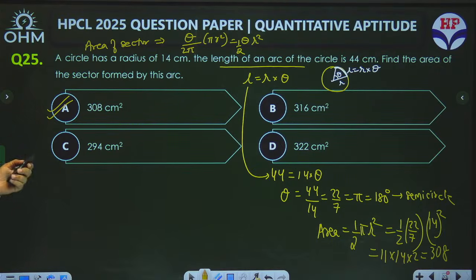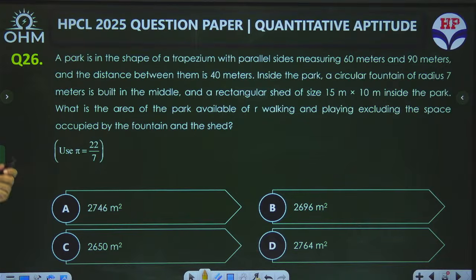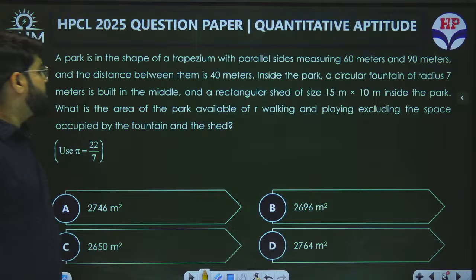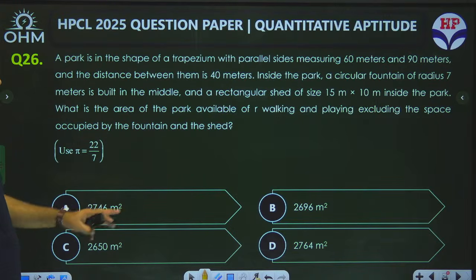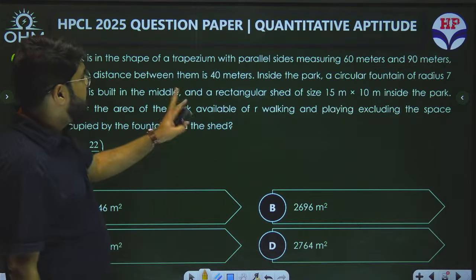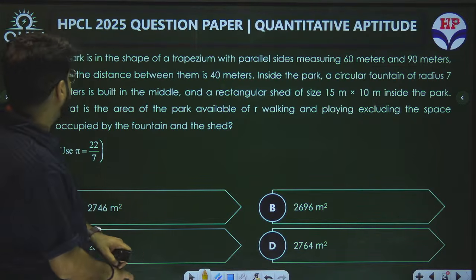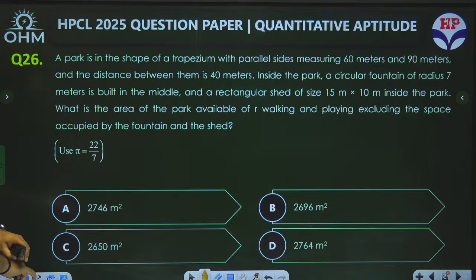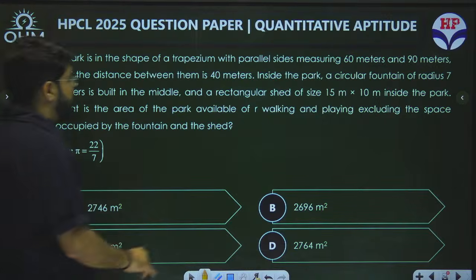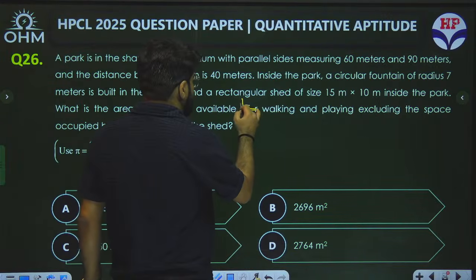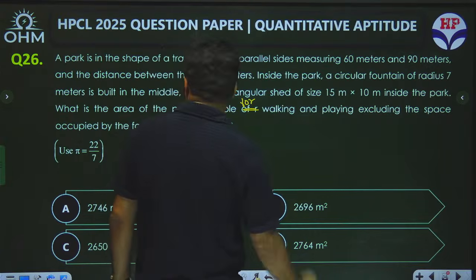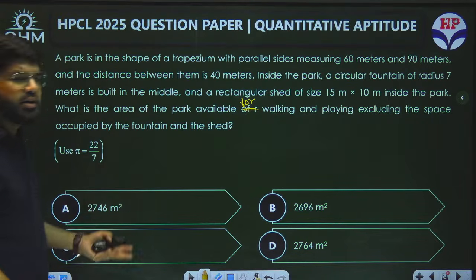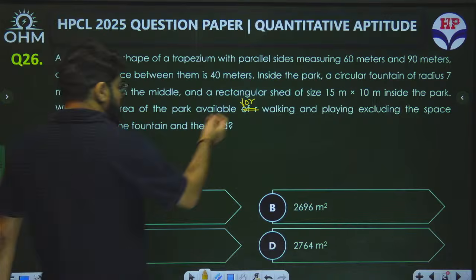Correct. Next. A park is in the shape of a trapezium with parallel sides measuring 60 and 90, and the distance between them is 40. Inside the park, a circular fountain of radius 7 meter is built in the middle, and a rectangular shed of 15 cross 10 inside the park. What is the area of the park available for walking and playing, excluding the space occupied by the fountain and shed? Direct area question, no need to even draw the picture.